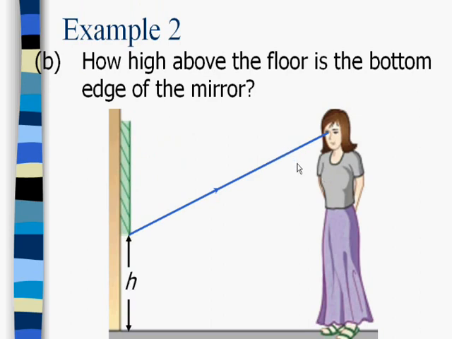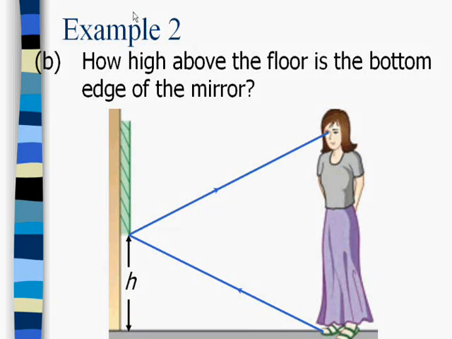We want to know how high the bottom edge of the mirror is above the floor. Then what do we have to do? Let's discuss. We consider that the height of the bottom edge of the mirror is h. If the girl's eyes are 10 centimeters below her head, then her body height up to her eyes is 140 centimeters.